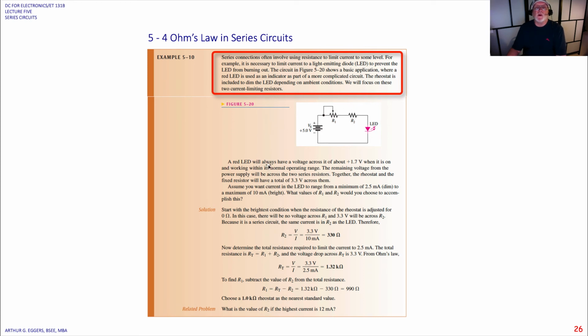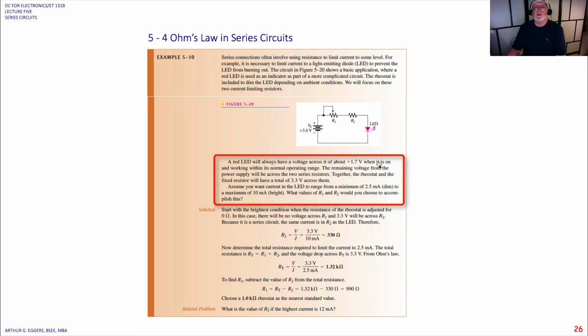A red LED will always have a voltage across it of about 1.7 volts when it's on and working within normal operating range. We're going to learn more later in your courses why that 1.7 is chosen. The remaining voltage from the power supply will be across the two resistors. So in this case, we know we've got 5 volts at the source, and we've got a voltage drop of 1.7, which is characteristic of an LED, being dropped across that LED. So what's left in the circuit when you calculate the drop will be across R1 and R2.